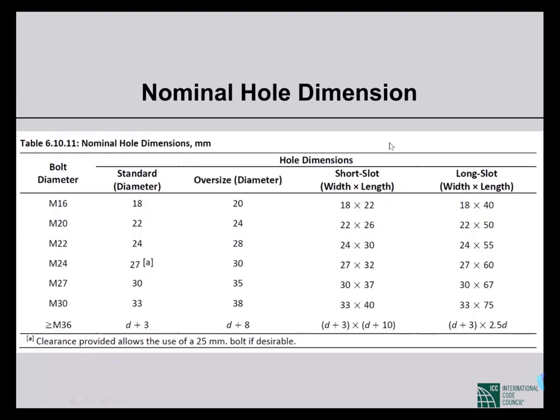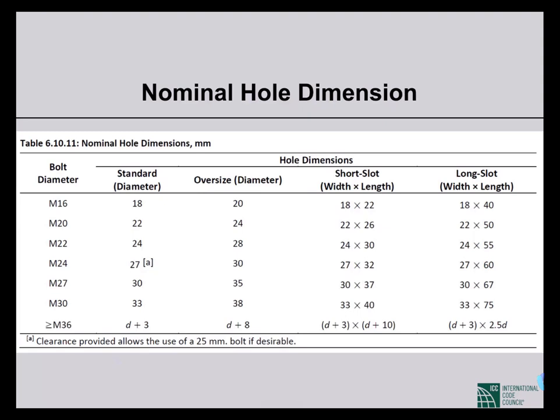Then for bolting, first we have to drill holes. So what should be the hole size? You see, there are 4 different types of hole sizes for different types of bolt diameters, like M16 millimeter, 20 millimeter, 22 millimeter. The standard size is always 2 millimeter more. The diameter is always 2 millimeter more than the bolt diameter. That is the standard usually. For bigger bolts, it's 3 millimeters more.